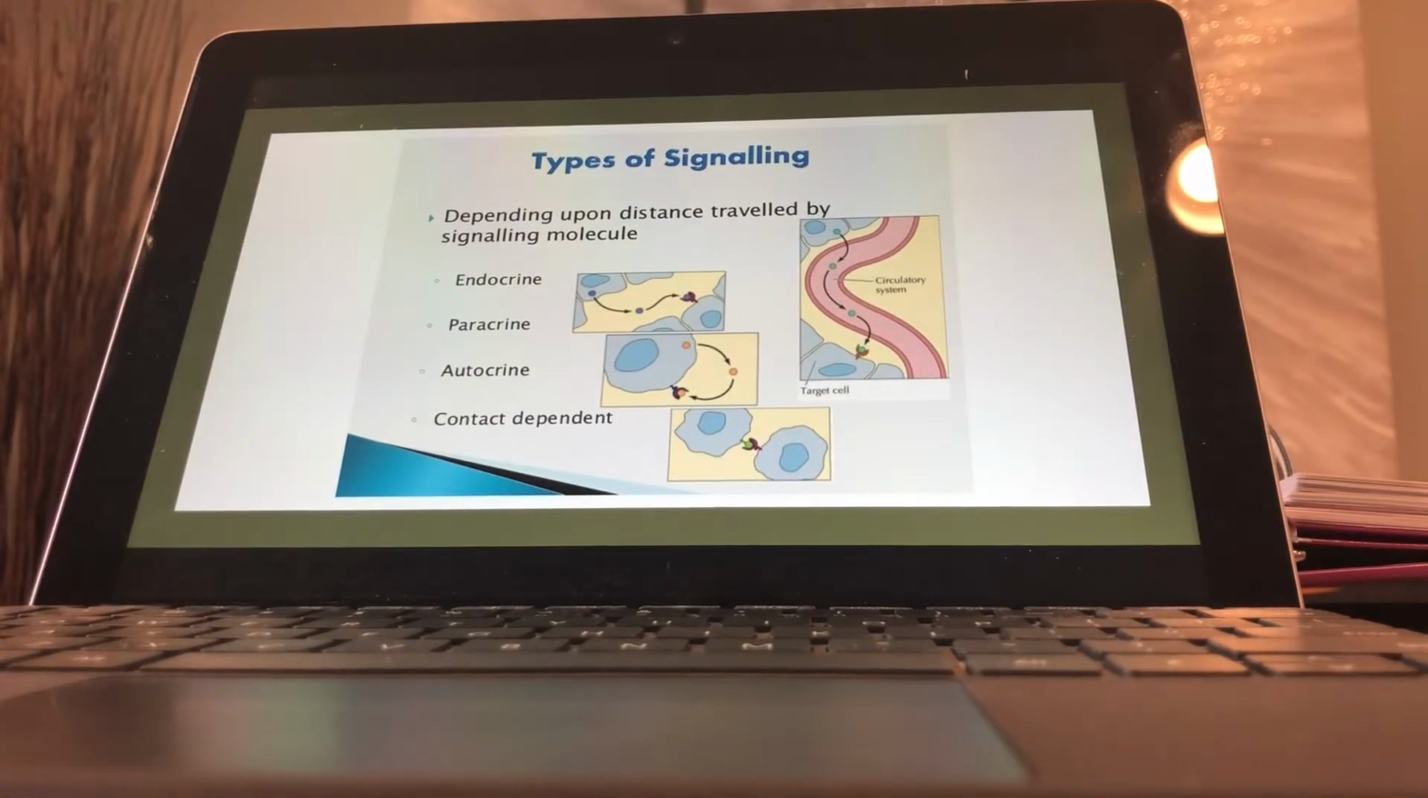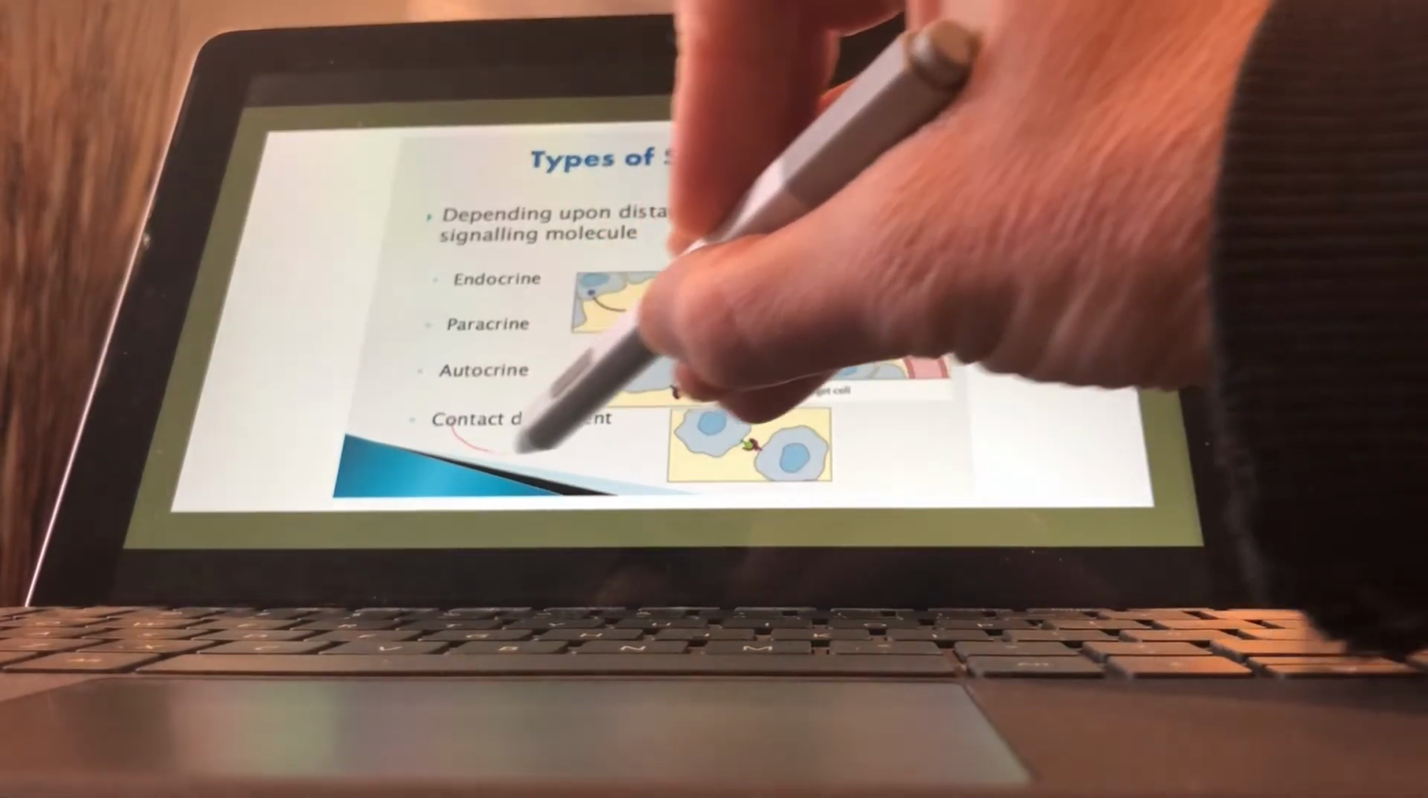Now, just to give you an idea, these are the 4 main ways that cells are going to signal each other. We are going to be talking mainly about contact dependent today and the other ones later. But for now, what I want you to know is just an overview of what we're going to be talking about in this discussion. So first of all, I'm going to go a little out of order. We're going to start with contact dependent, which is at the very bottom here.